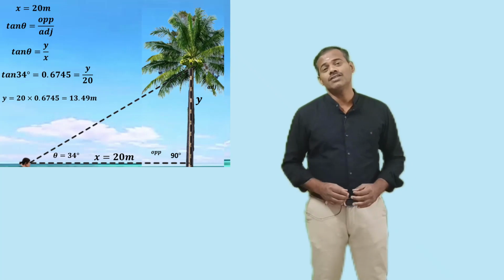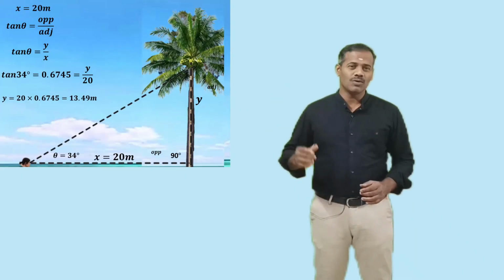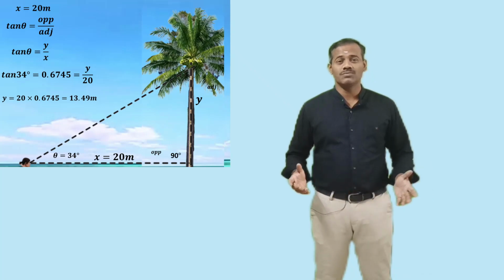So the angle of elevation will be helpful in finding the distance to an object that is above us. But there are some situations where there is an object way below. Now look at this picture. This man is sitting on the top of the building and he is looking down at a car.